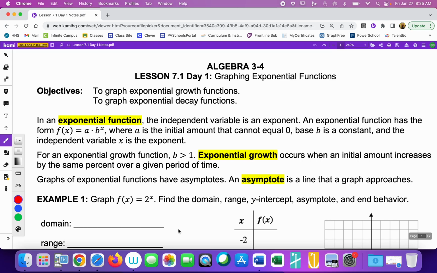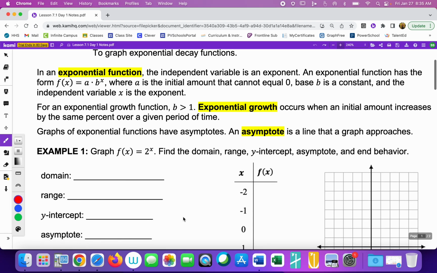Growth and decay functions, as well as using some different function operations with that. Okay. So in an exponential function, the independent variable is an exponent. So x is the exponent. It has the form f of x or y equals a times b to the x power.